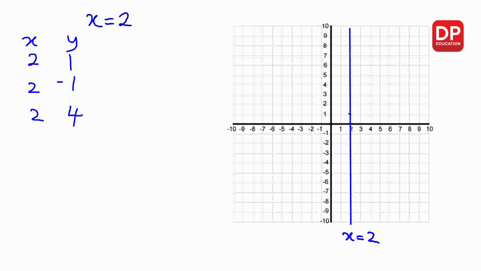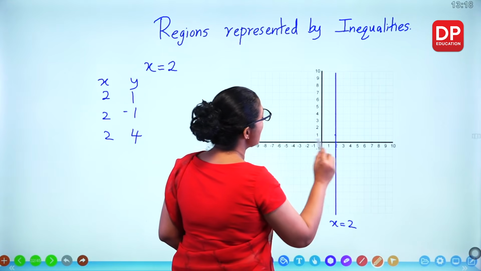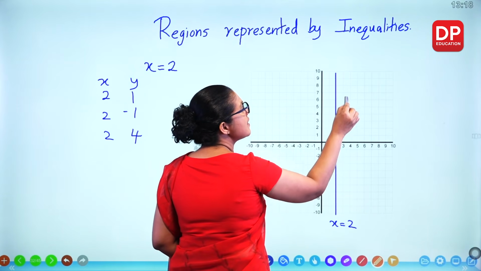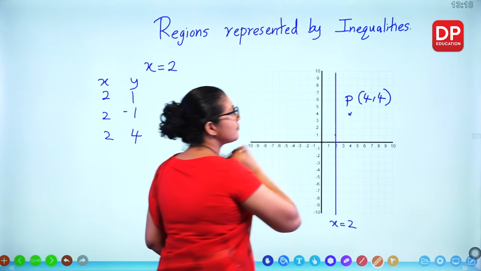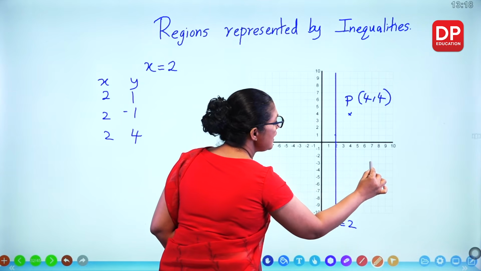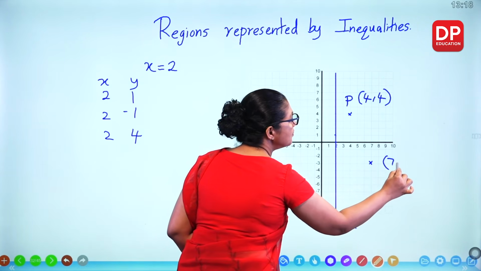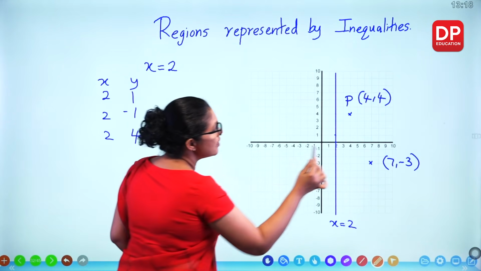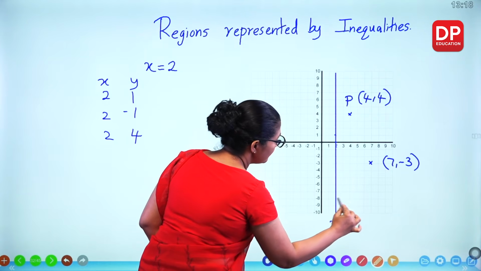Now we'll take points to identify the region. I'll take 4, 4. This one. I'll take this one as P. Another point, 7, minus 3. This point. Another one, 5, minus 8.